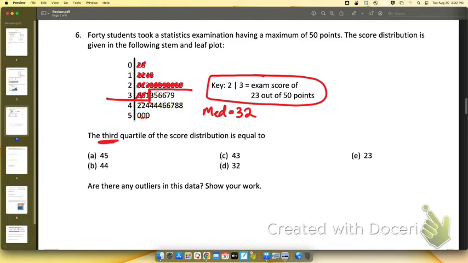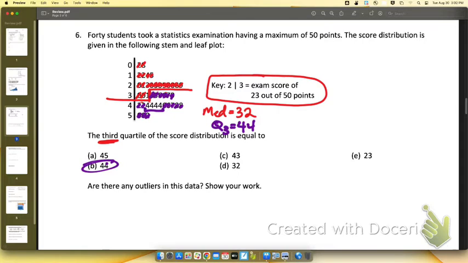So basically I'm going to do that again, but now I'm doing that with the upper half. Top two, lower two, low, high, and wow, there you go. Doesn't really matter. It's one of those. So Q3 is 44.